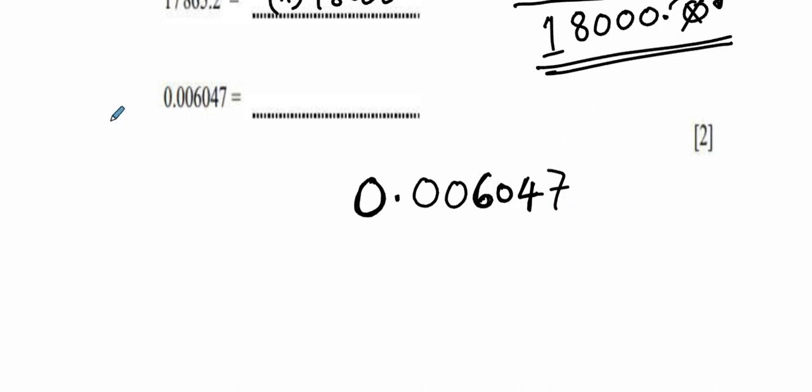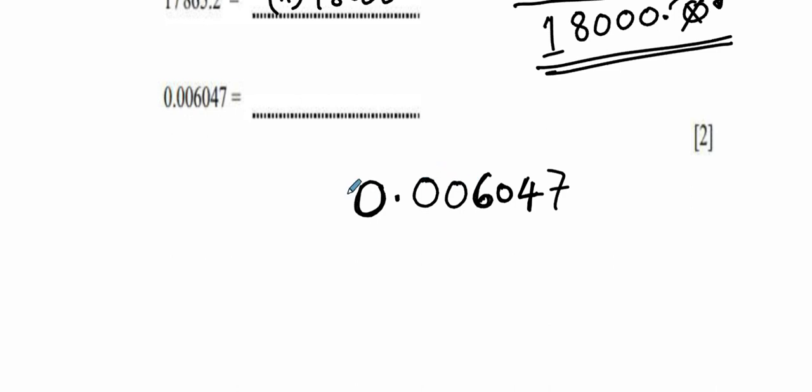Some other students will start making mistakes, cancelling these zeros because the teacher said they are not significant figures, and then they remain with the number 6047. I repeat, this is incorrect. What I mean is, when I say these zeros are not significant figures, it does not give you a direct ticket to cancel them. We are just referring to them as not significant figures because we don't want to count them.